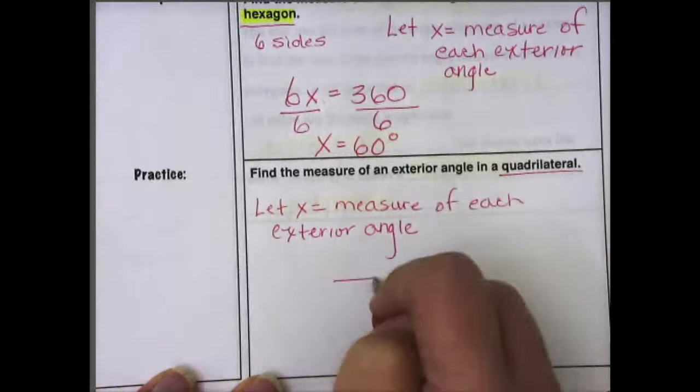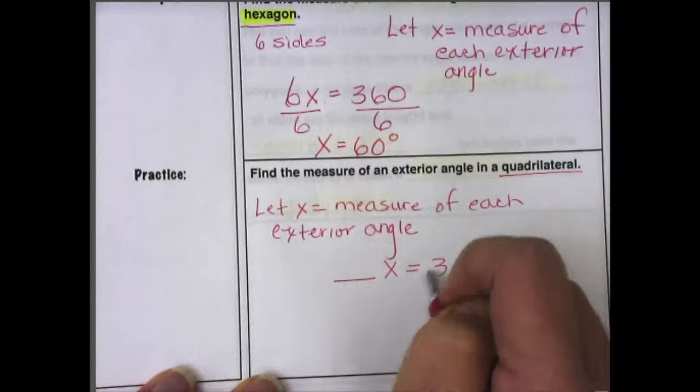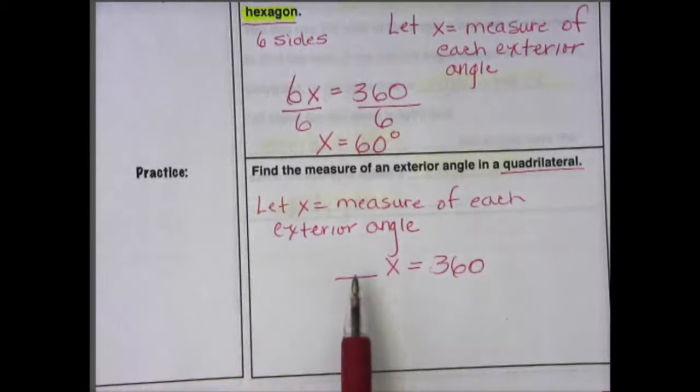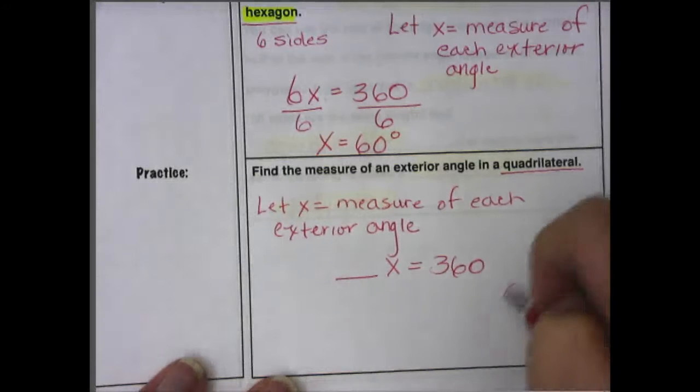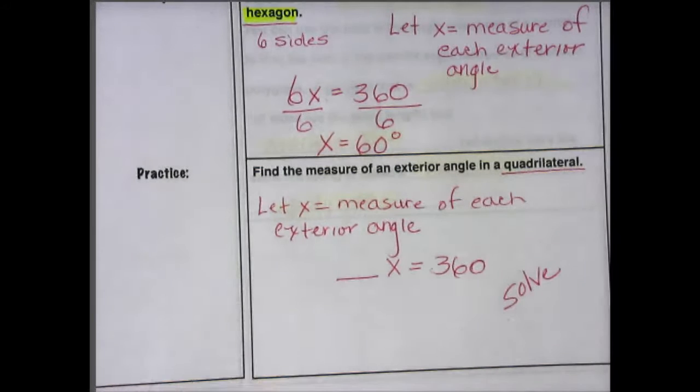So we're going to have blank x equals, we know it's 360. Plug in the number of sides from that quadrilateral and the number of angles from that quadrilateral, and then solve it. Bring that back with you tomorrow, and we'll go through it and make sure that you understood the concept.